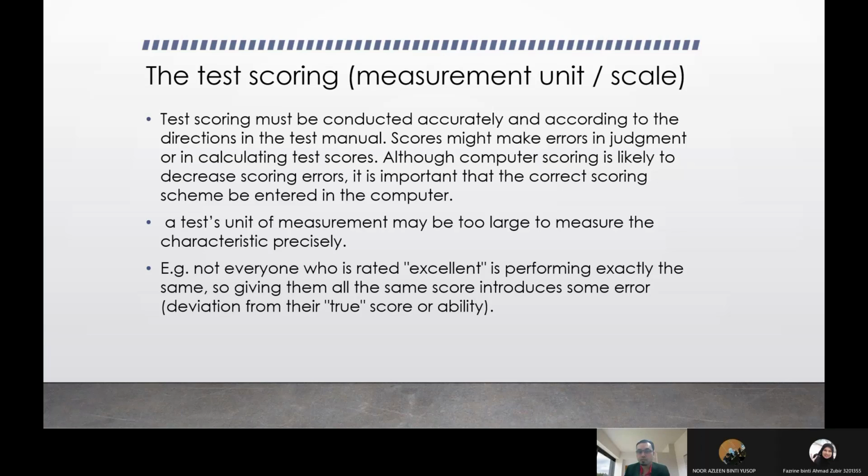Sebab unit atau measurement, how we measure the test tu, masa nak bagi scoring tu, dia akan mempengaruhi overall reliability. So a test unit of measurement may be too large to measure the characteristic precisely. For example, not everyone who is rated excellent is performing exactly the same. So giving them all the same score introduces some error, so deviation from their true score or ability. So this is what it means by the test scoring factors.